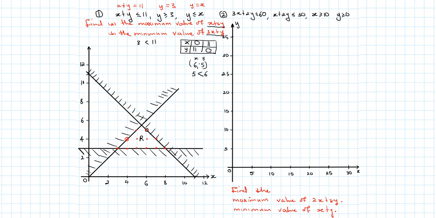First, we determine what equations we are going to represent, or what lines we are going to draw. It could be helpful for you to write down the equations of the lines you draw. Like here, we say this is the line x plus y equals 11, and then this is the line y equals x, and this is the line y equals 3. So it could be helpful so that you remember later.